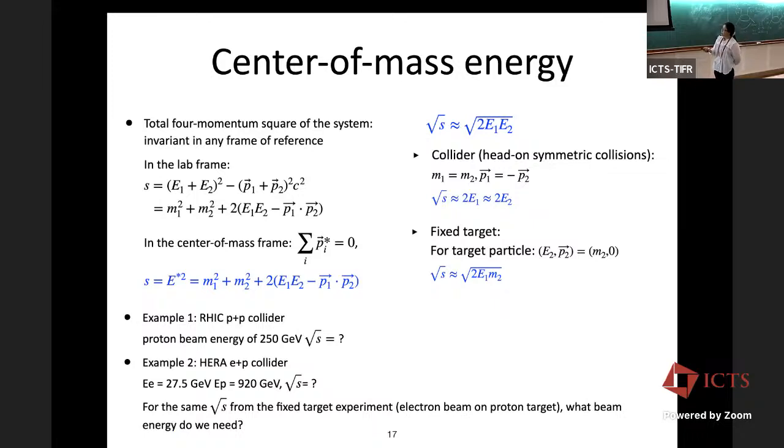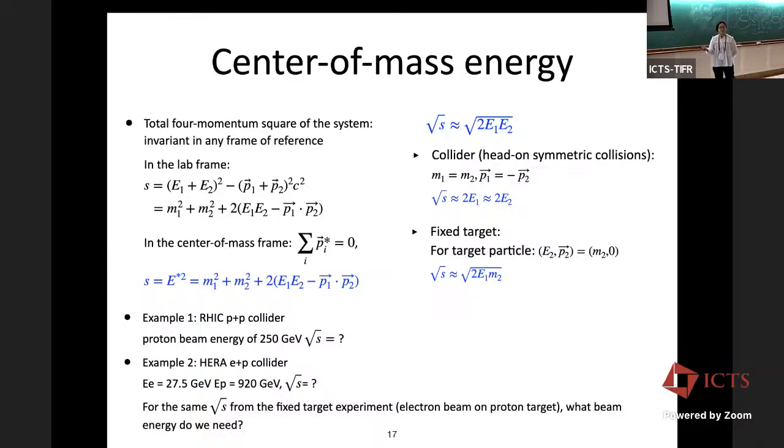For the RHIC pp collider, you can have a proton energy up to 250 GeV. Then what's the center of mass energy here? You have 250 GeV proton beams colliding. Your center of mass energy will then be 500 GeV. Yes, you simply just add them together. That's 500 GeV. For HERA, electron beam energy maximum is 27.5 GeV, and proton beam up to 920 GeV.